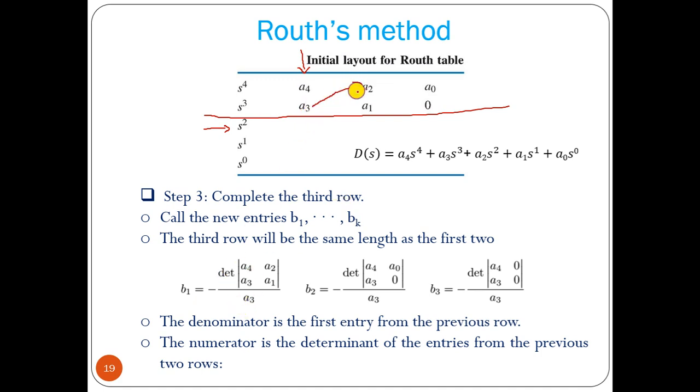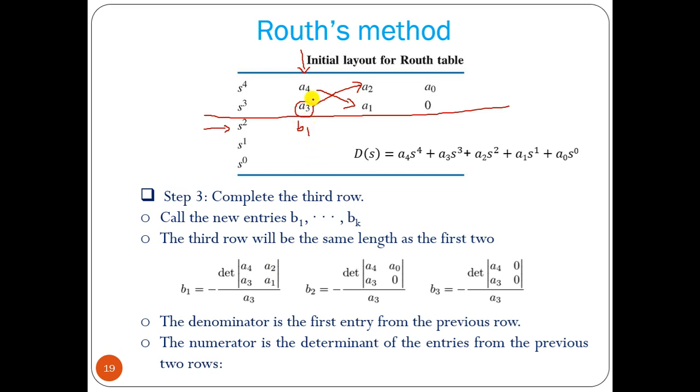So we write (a3·a2 − a4·a1) divided by a3. Or we can write the determinant of these four elements a4, a3, a2, a1, divided by a3, then multiplied by minus. The determinant means a4·a1 − a3·a2. If you multiply that with minus, it becomes a3·a2 − a4·a1, as I told you previously. So (a3·a2 − a4·a1) divided by a3 will be your first value.